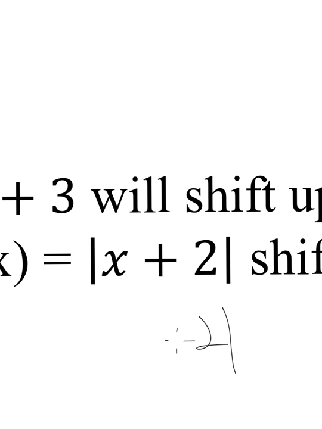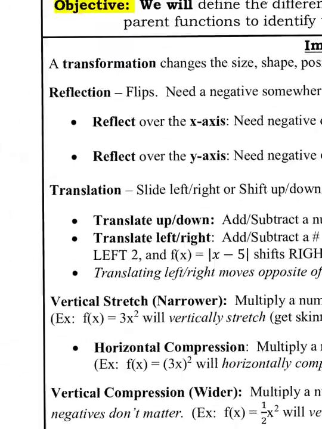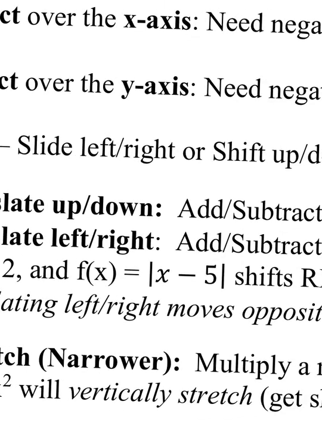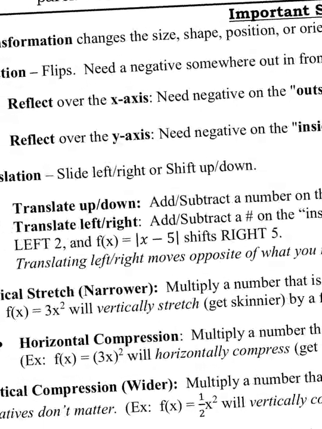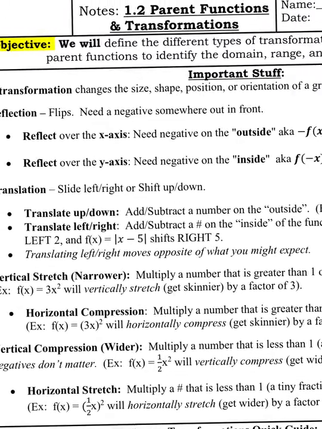So that's going to move opposite of what you might expect, which is this is going to get it left 2 units, okay? So shifts left 2 units. And then I put another example here. If you had -5 on the inside, that's going to go right 5 units. So that's a tricky one. People tend to forget that. So that's why I wrote this note. Translating left to right moves opposite of what you might expect.